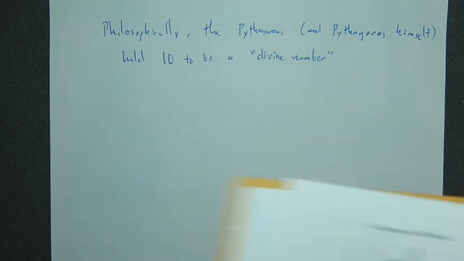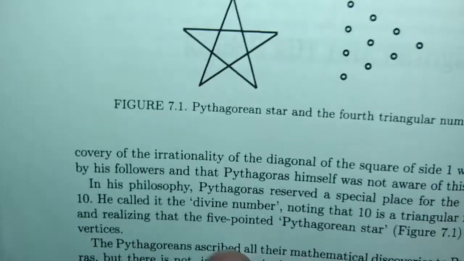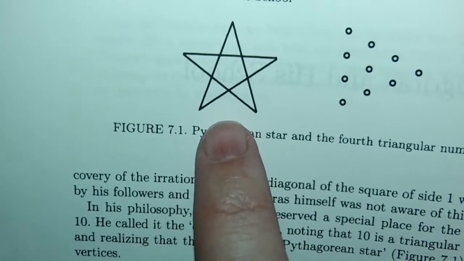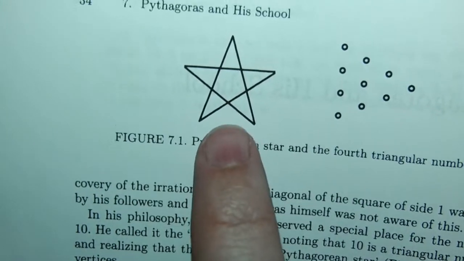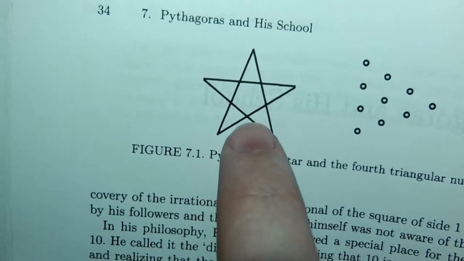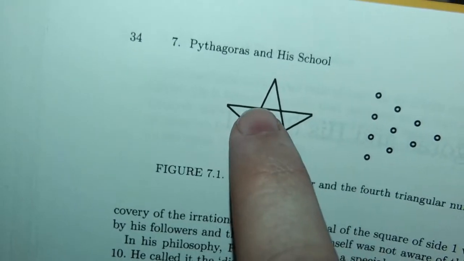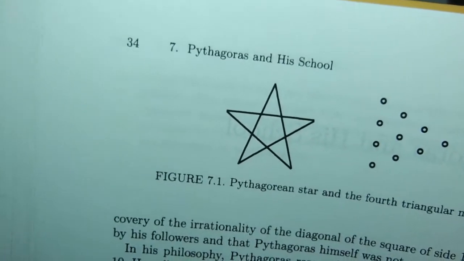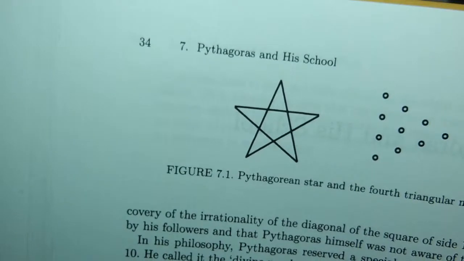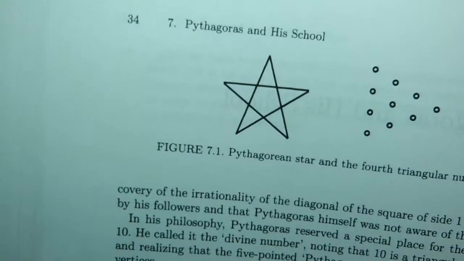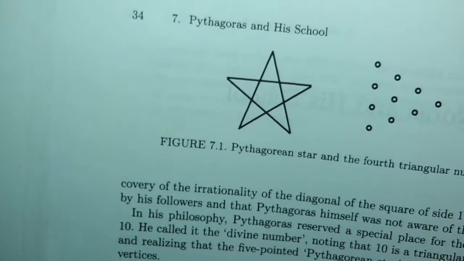So one, the symbol of the Pythagorean cult was this star. Okay, this is the Pythagorean star. And if you count the vertices, 1, 2, 3, 4, 5, 6, 7, 8, 9, 10. This thing has 10 vertices, okay? And so with 10 vertices, you could come up with this Pythagorean star.